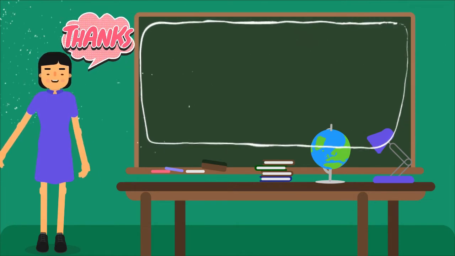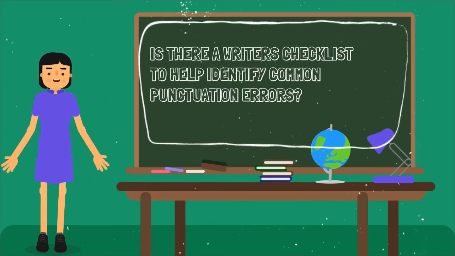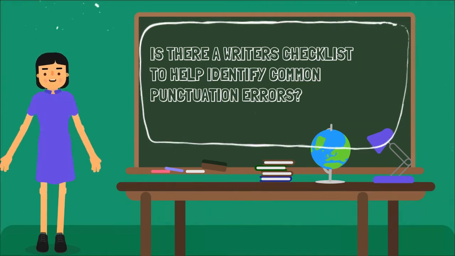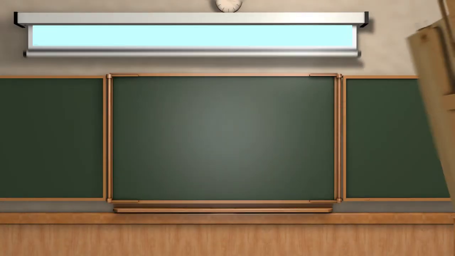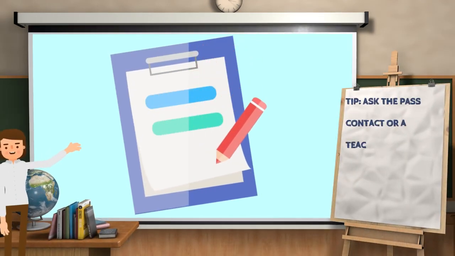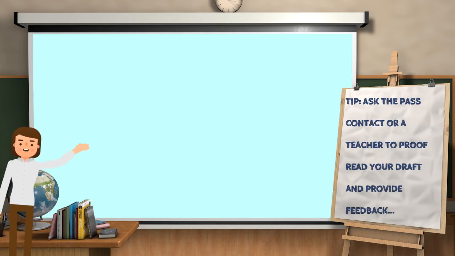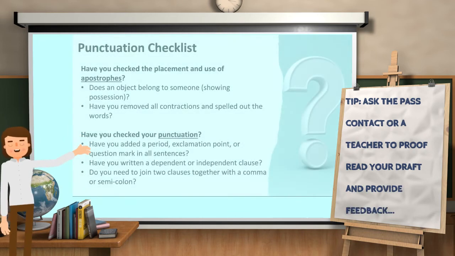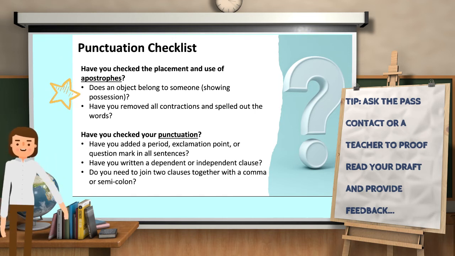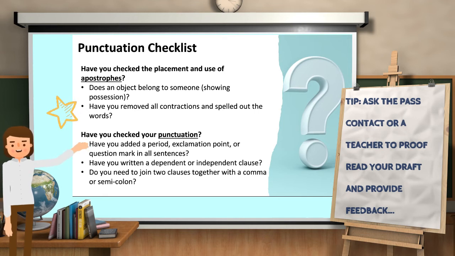Thank you for sharing how to join two independent clauses. Is there a checklist that you can share when writers are reviewing their essay for common punctuation errors? Those are just a very few examples of errors that we commonly see in our students' work. So our punctuation checklist here is: have you checked the placement and use of apostrophes? Does an object belong to someone, showing possession? Have you removed all contractions and spelled out the words?